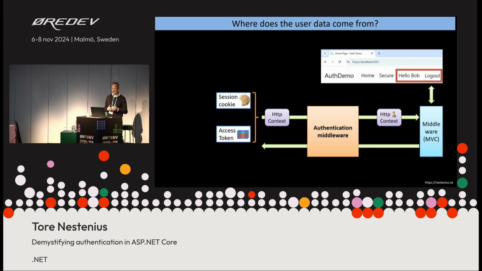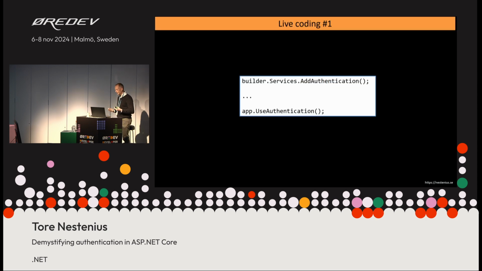But in our case, the data for the user comes from the cookie. And we will talk more about the cookie later on. So in my demo application now, I want to add the authentication middleware.